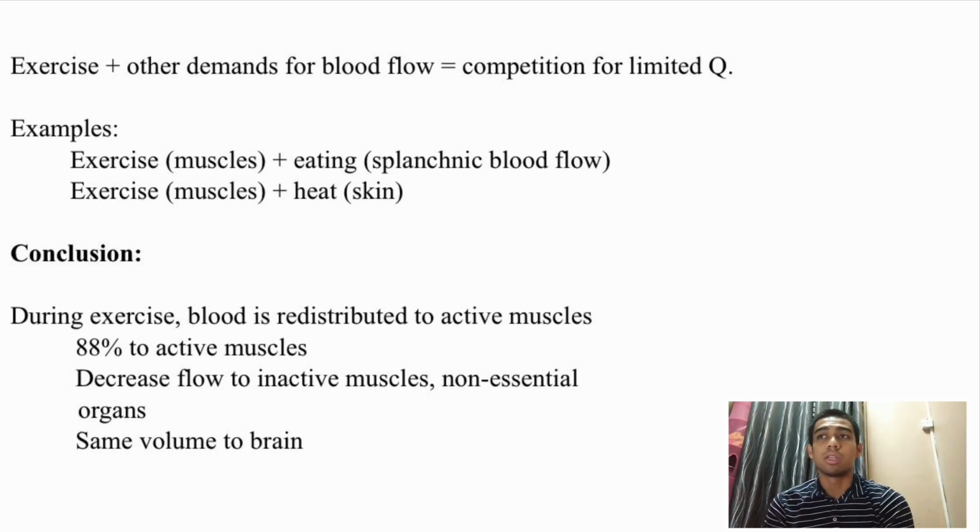In conclusion, during exercise, blood is redistributed to active muscle, 88% to active muscle. There is decreased flow to inactive muscle and non-essential organs. The same volume goes to the brain.